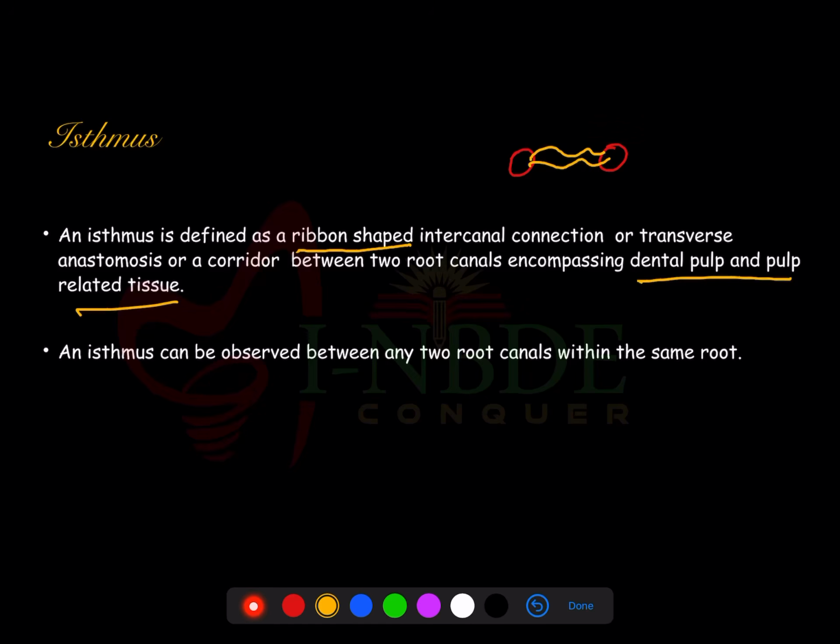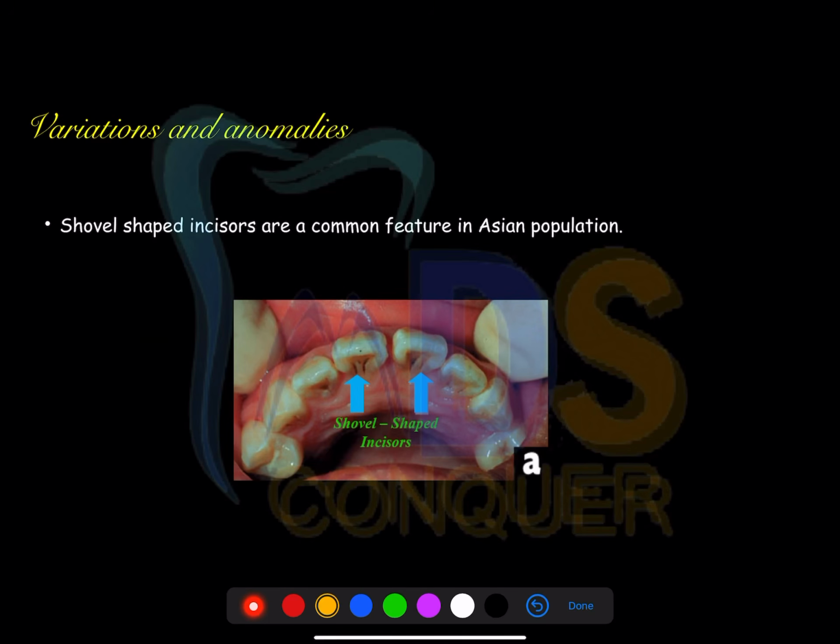It's very difficult to do this, but by using advanced irrigation solutions or irrigation protocols and devices, you can remove the isthmus also. So we'll learn about a few abnormalities. This is an abnormality seen in the Asian population, but it is very familiar, so they can ask you. Shovel-shaped incisors are seen in the case of anterior teeth.